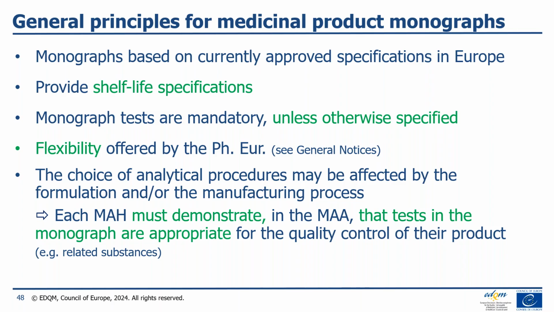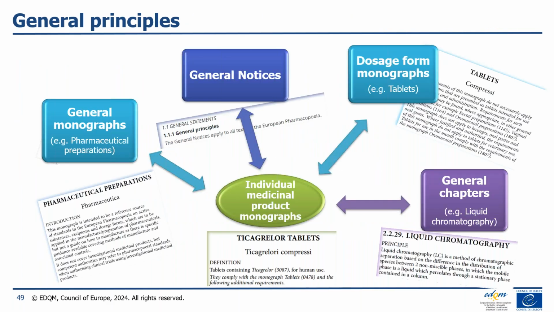As already mentioned yesterday and also by Silvina, individual medicinal product monographs, as any other individual monographs, cannot be seen as a standalone text. It's always complementary to other texts, so general monographs that apply, in this case pharmaceutical preparations, general notices that apply to all the texts of the European Pharmacopoeia, or general chapters, because these give information on procedures like liquid chromatography that are described, and also dosage form monographs.